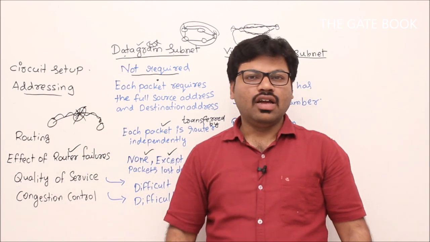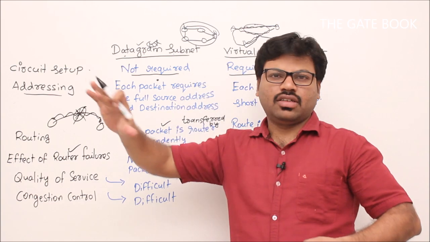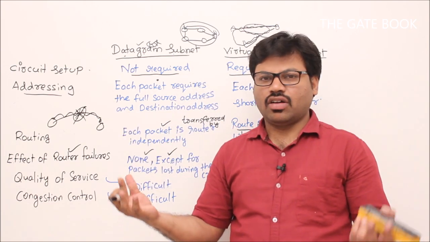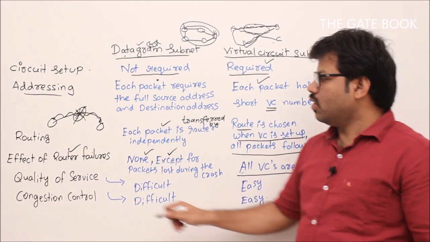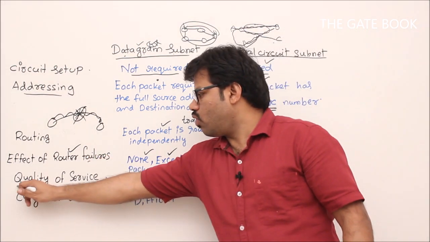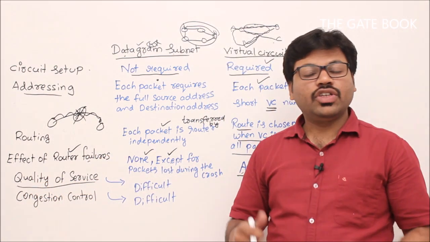The entire path will be gone, because you are following a fixed path. Once that one router is gone, everything is gone. Okay, that is the problem with the effect of router failures. Now, quality of service. So which one is better?